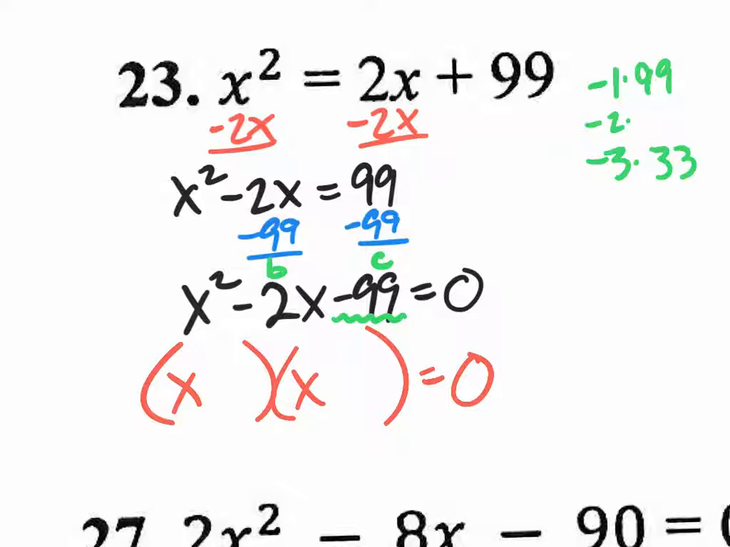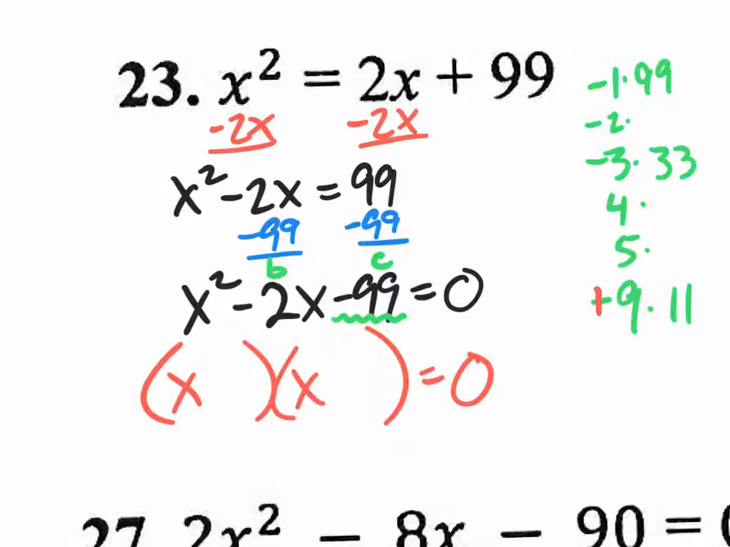Okay, maybe we don't see it. If you keep going, 4, 5. If you get to 9, 9 times what? 11 is 99, right? Now, of course, you want this to be a negative 9 and a positive 11 because that'll give you a negative 99. And if you combine negative 9 and positive 11, will that give us a negative 2? No, it'll give you a positive 2, right? So we have the right numbers, we just have the wrong signs.